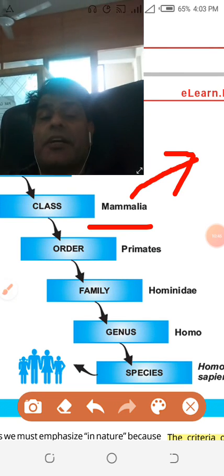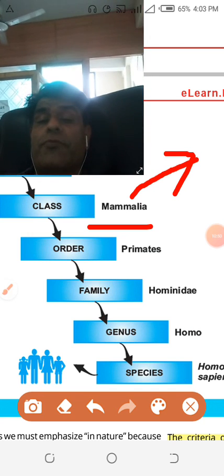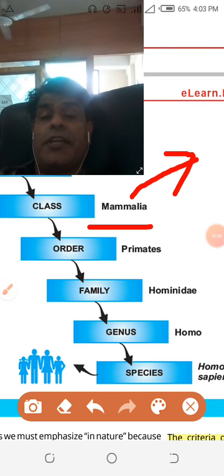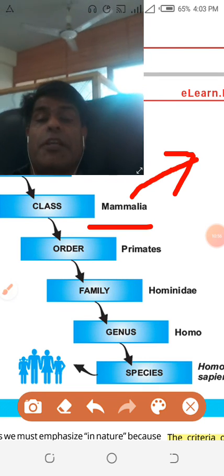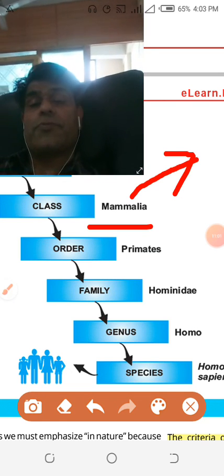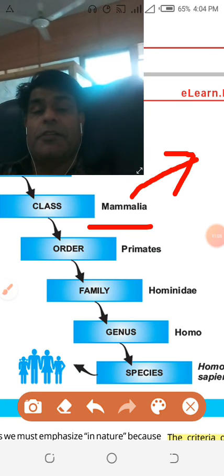One class in the chordate, because we have to study the chordates, because our phylum is chordate, so we will see all classes which are present in the phylum, and we will see in which class we are present. Clear? In which class we are present? One class was fishes. Fishes are pisces. We are not fishes. Good news, we are mammalia.